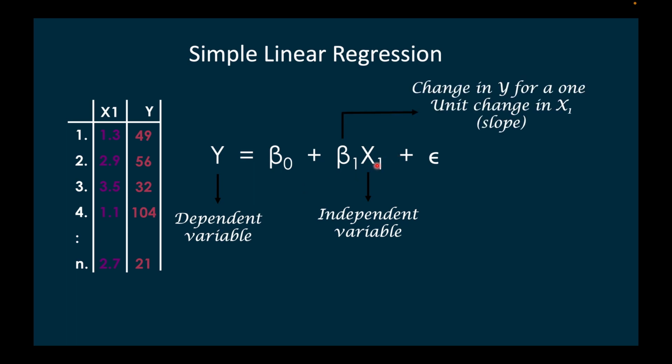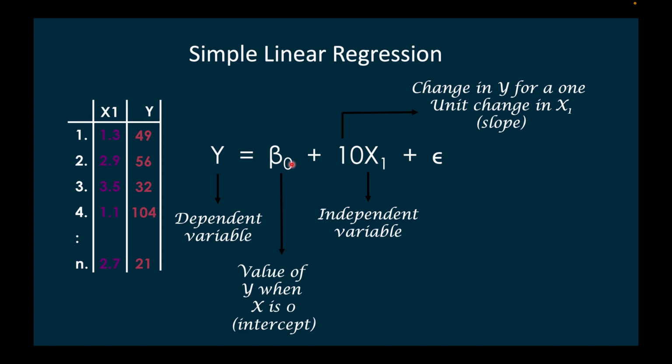Beta 1 represents the change in y for a single unit change in x1. As an example, if the value of beta 1 is 10, that means for a single unit change in x1, y becomes 10 times. The other component is beta 0 or constant. You can think of beta 0 as the minimum value that y must possess no matter what the value of x1 is. So if the value of x1 is 0, the value of y would be equal to beta 0.